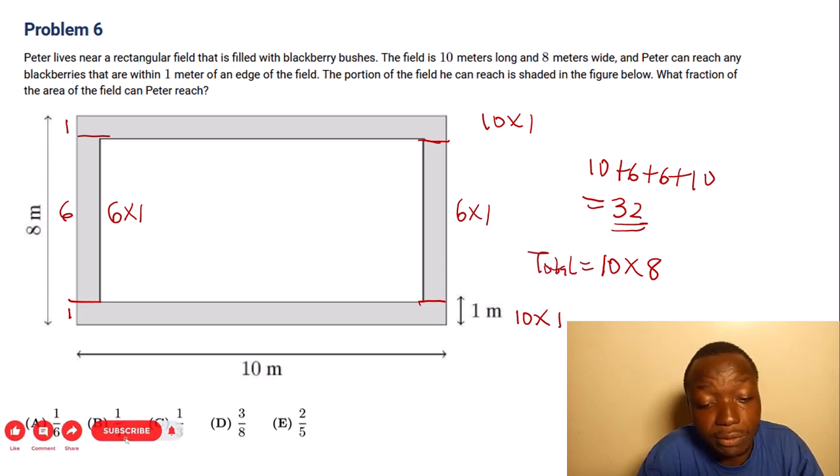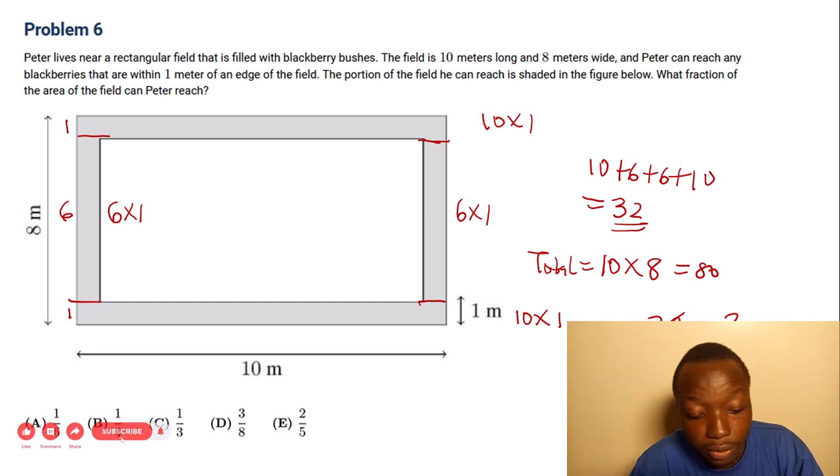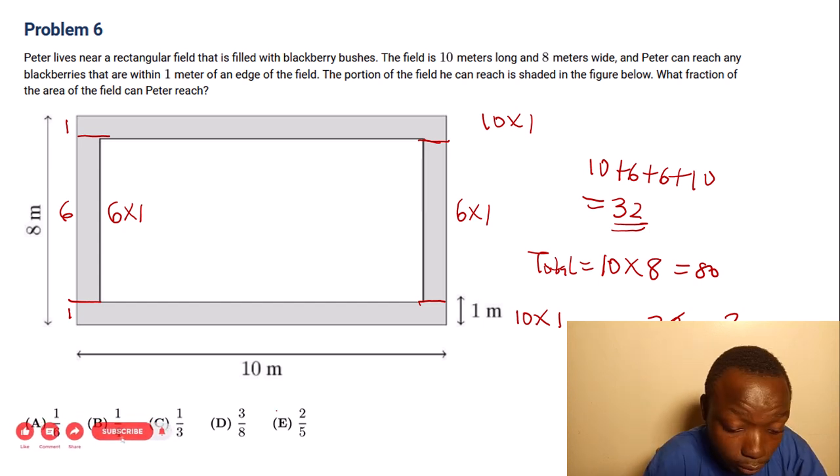Now we're asked to find the fraction. So it's going to be 32 over 80. So 16 here is 2, 16 here is 5. So we have 2 over 5. That's option E. So that's our correct answer. So I just circle that.